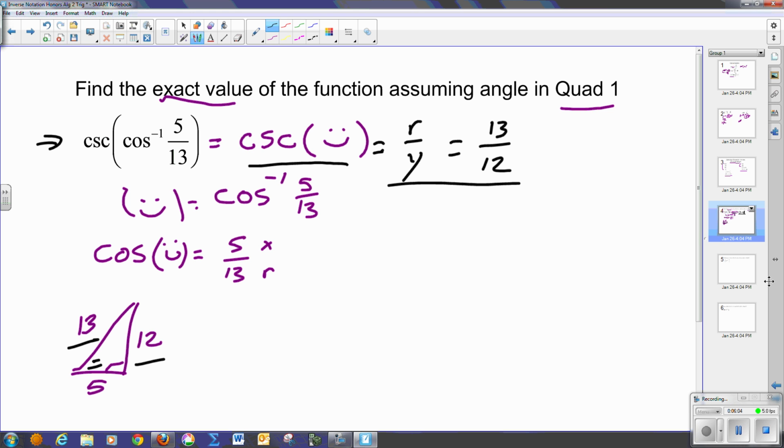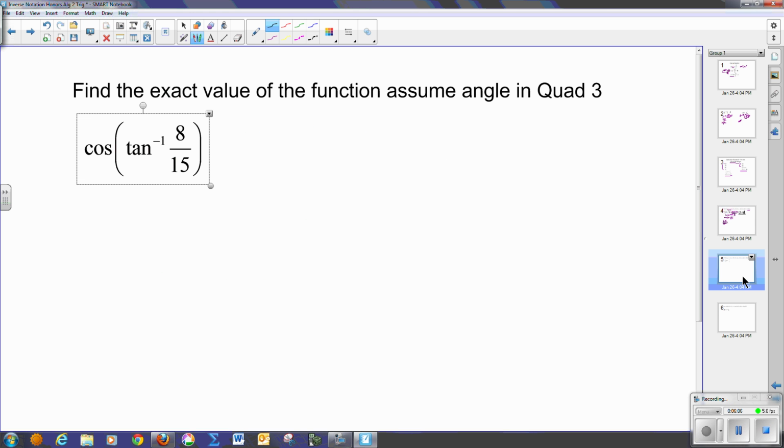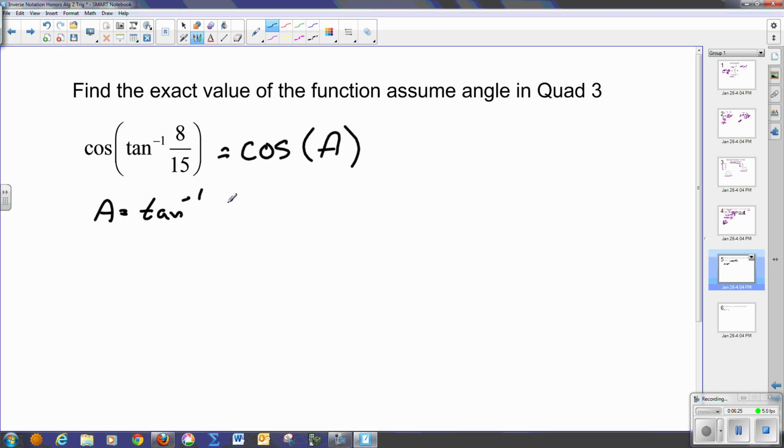no decimal approximations. Let's do another similar problem. Same type problem. Basically what we're looking for is the cosine. Happy face is too hard to draw, so I'm going to call it A. Cosine of some A value. And I know that A is equal to the inverse tan of 8/15. So if I'm asked to find the cosine of A, I'm basically asked to find my x over my r value.